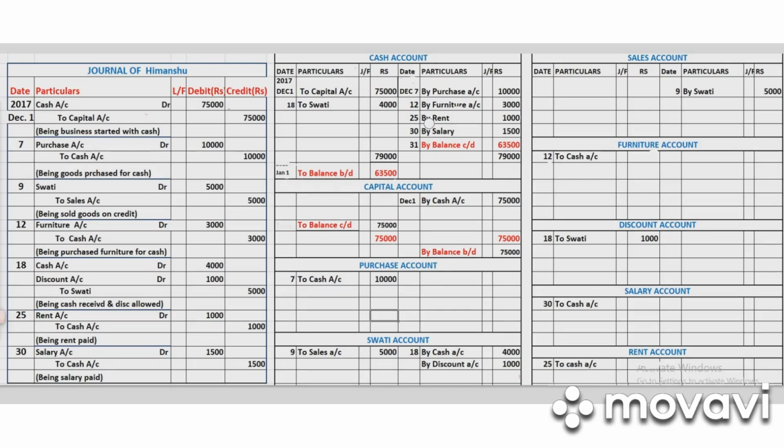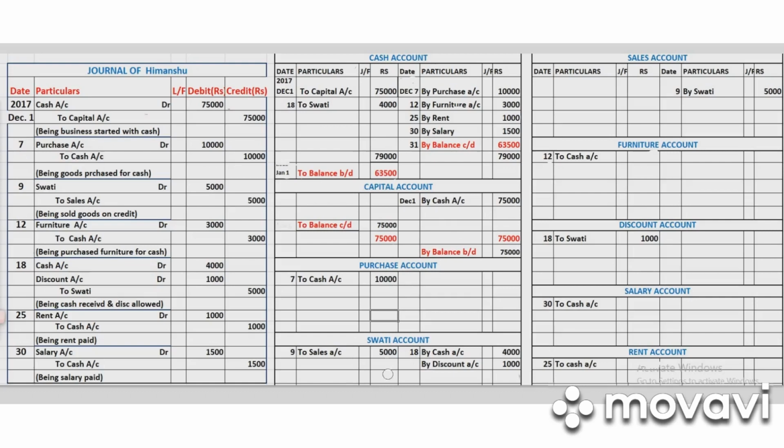Simply see which side the balance is coming, the balance brought down; that will be the true balance. Okay, so the cash account is having a debit balance, but the capital account you can see is having a credit balance because the credit side is more. The purchase account is having a debit balance, so this also can be balanced in a similar way.